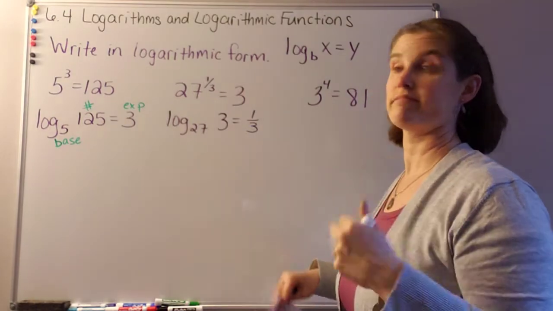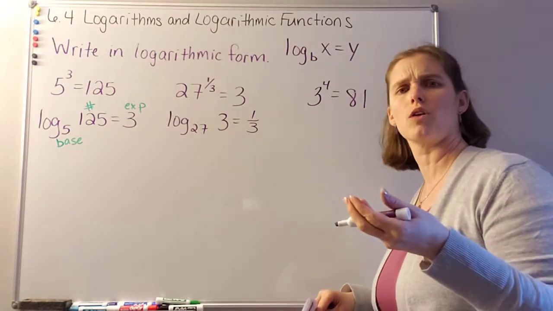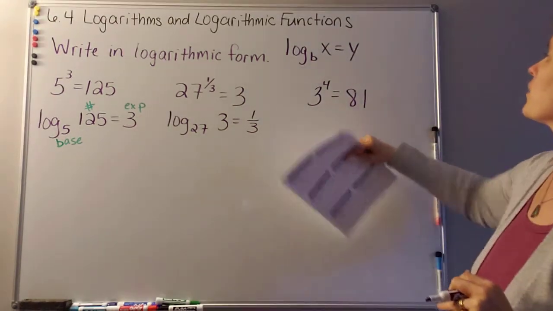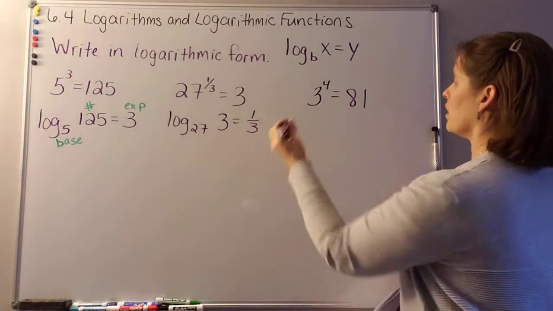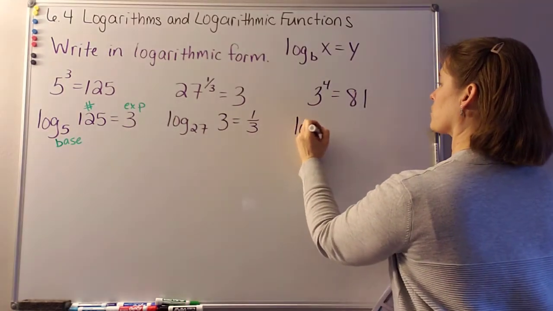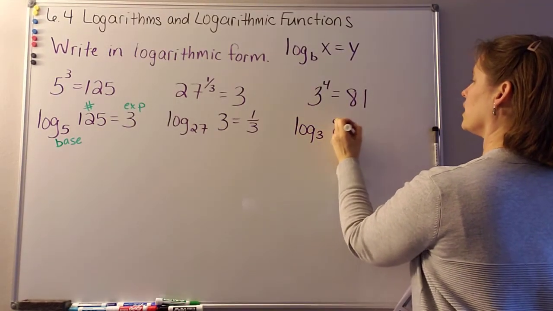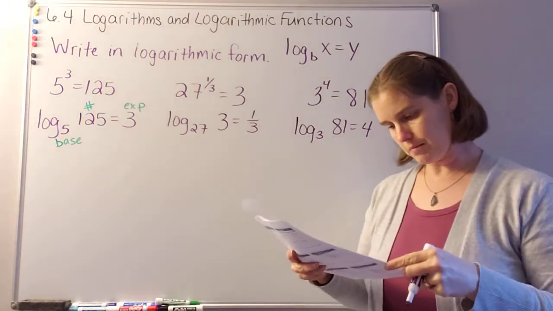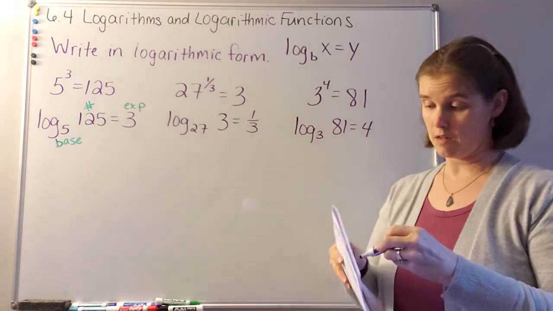It's 3. So just a quick little check you can do in your head just to make sure you're solving things correctly. And then over here we got 3 to the 4th equals 81. So that's going to be the base 3 log of 81 equals 4. So hopefully you're seeing how those are working.